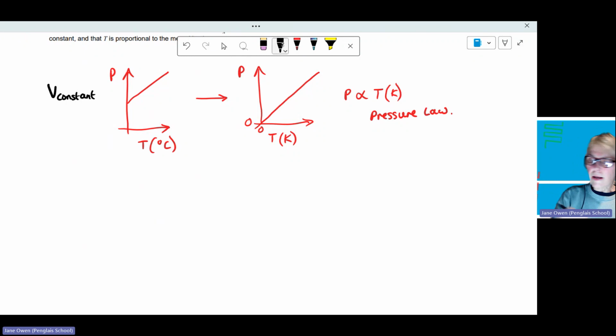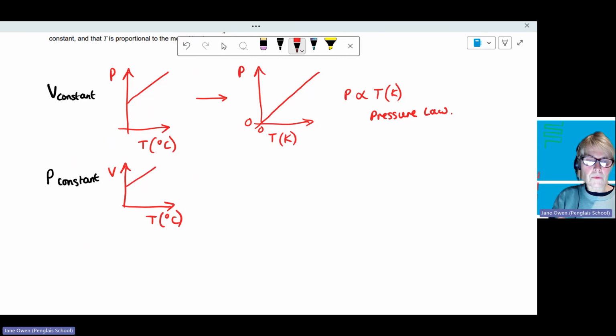Now, if we look at the case where for a gas, we keep the pressure constant, and this time we're going to be measuring the volume against temperature. If the temperature is in degrees C, again we get a situation where as the temperature increases, the volume increases at a constant pressure, but we get proportionality only if we consider a temperature in Kelvin, the absolute scale.